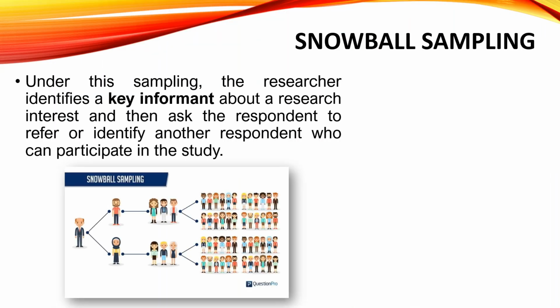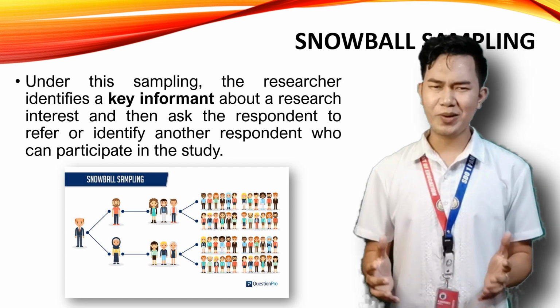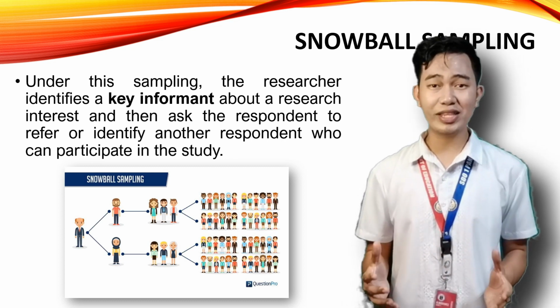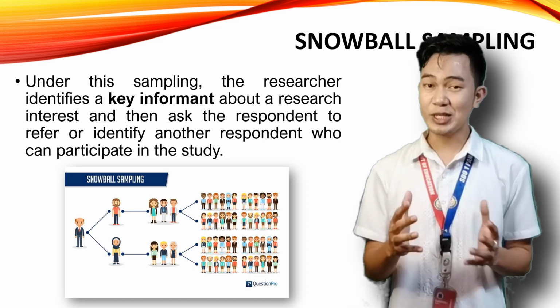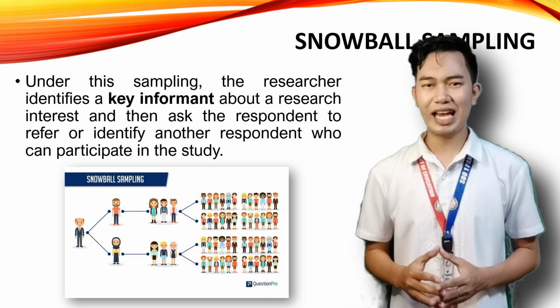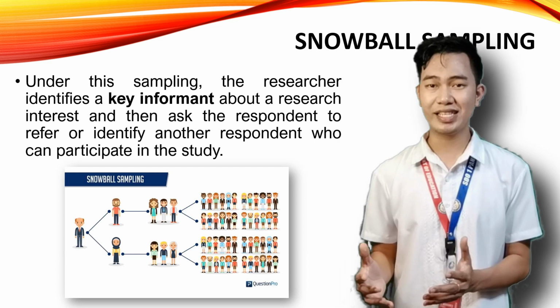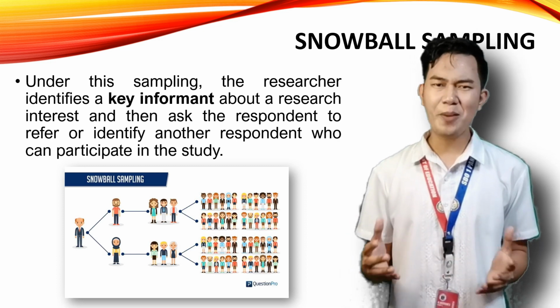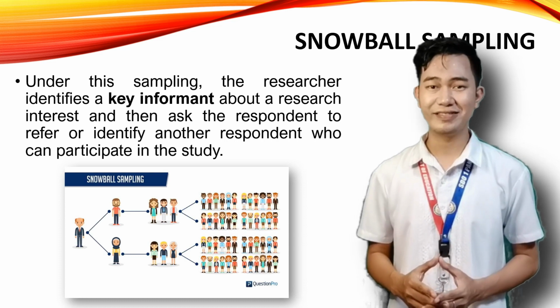Snowball sampling. Under the sampling, the researcher identifies a key informant about a research interest and then asks the respondent to refer or identify another respondent who can participate in the study. Sa paraan na ito, maghahanap lang tayo ng iisang respondents na tinatawag nilang key informant. At yung respondent na yon ang magre-refer sa atin ng iba pang mga respondents na pwede nating isama sa ating research. Kumbaga, para siyang networking, di ba?